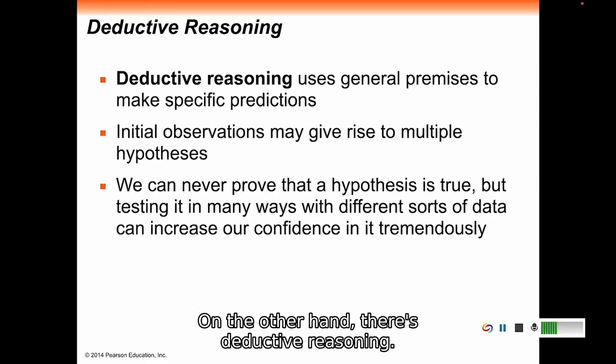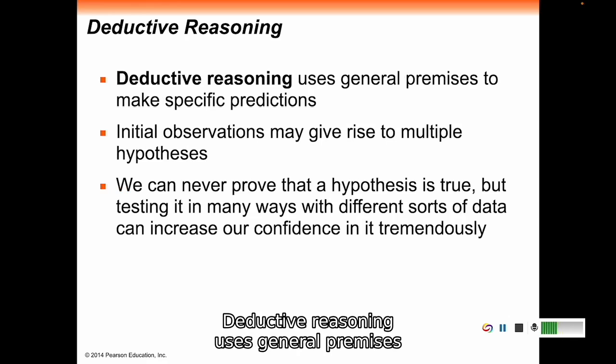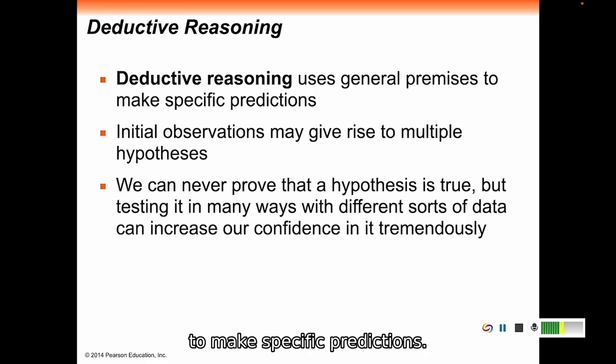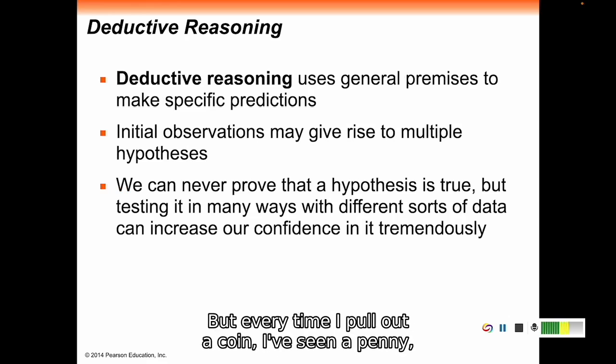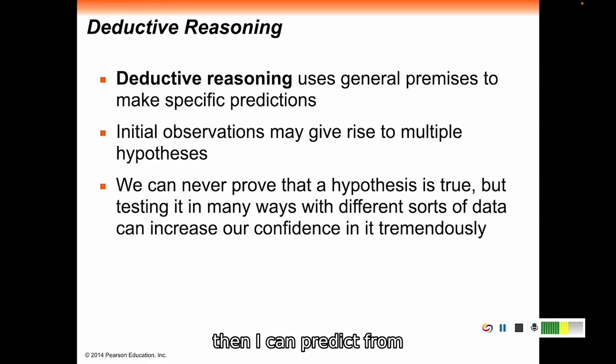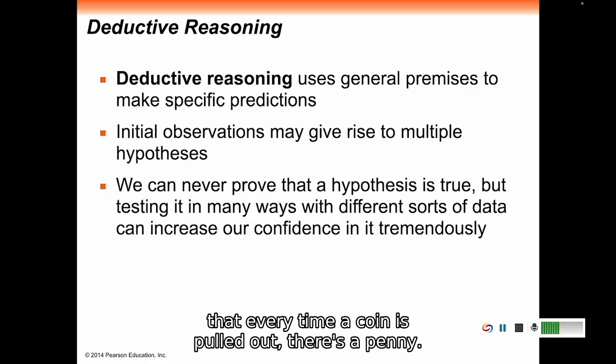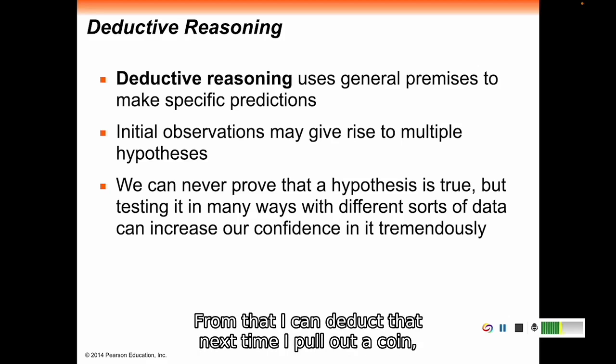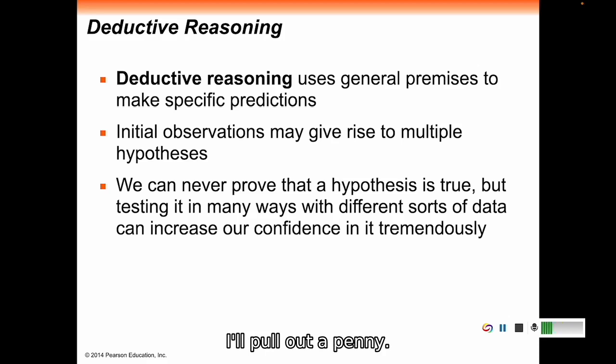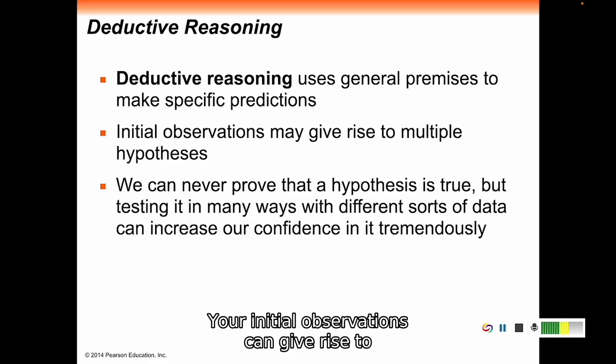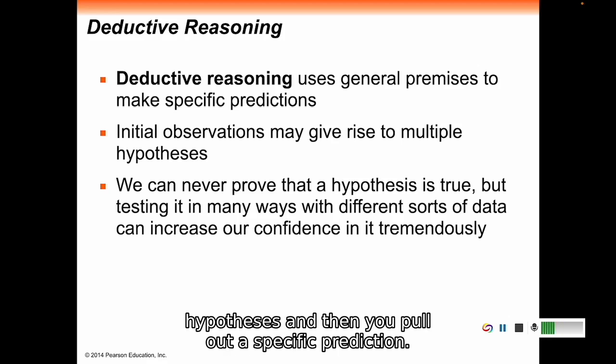On the other hand, there's deductive reasoning. Deductive reasoning uses general premises to make specific predictions. So if I have a bag of coins, I can't see what's in it, but every time I pull out a coin, I've seen a penny, then I can predict from my generalization that every time a coin is pulled out, there's a penny. From that, I can deduce that next time I pull out a coin, I'll pull out a penny. That's deductive reasoning. Your initial observations can give rise to hypotheses, and then you pull out a specific prediction.